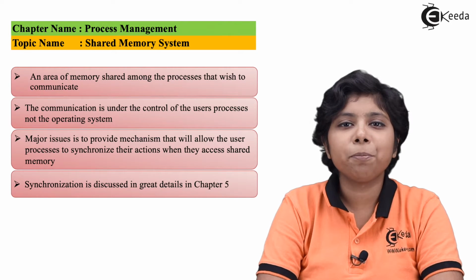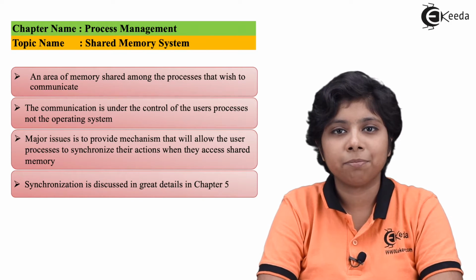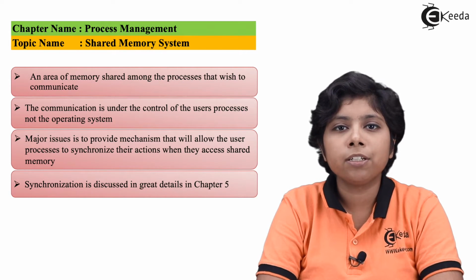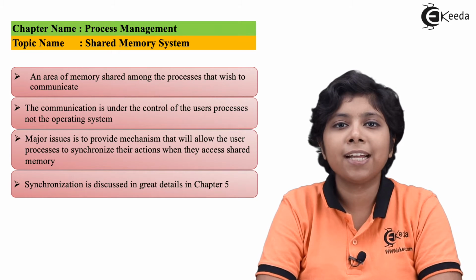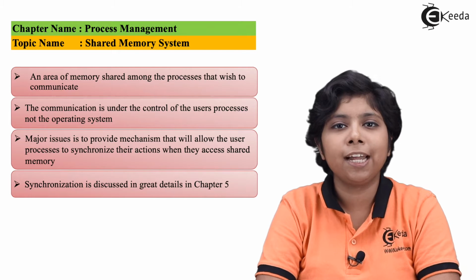A producer can produce an item while the consumer is consuming another item. Now the producer and consumer synchronization must be done so that the consumer doesn't attempt to consume an item that the producer has never produced. So the synchronization can be done in this way.